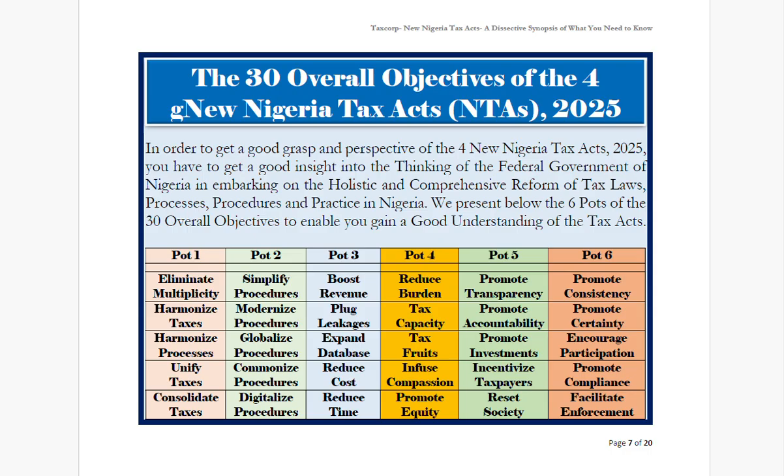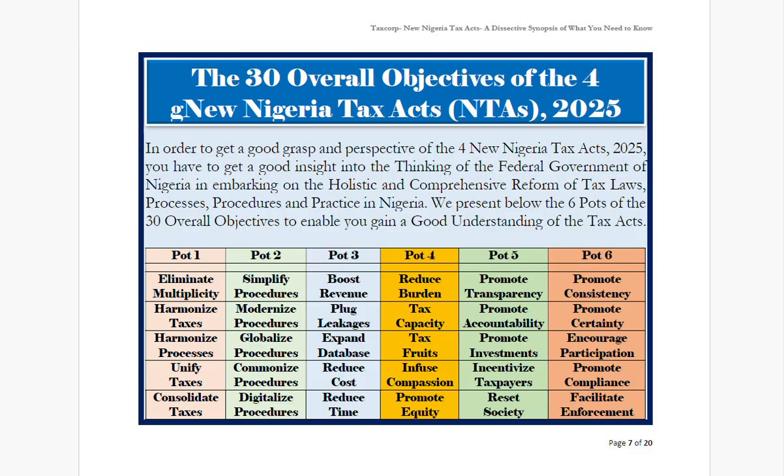Part 1, the first objective of the new Nigerian Tax Act is to eliminate multiplicity of taxes, harmonize taxes, harmonize processes, unify taxes, and consolidate taxes. In part 2, the objectives are simplify procedures, modernize procedures, globalize procedures, commonize procedures, and digitalize procedures. In part 3, you have boost tax revenue, plug leakages, expand database, reduce costs, reduce time.